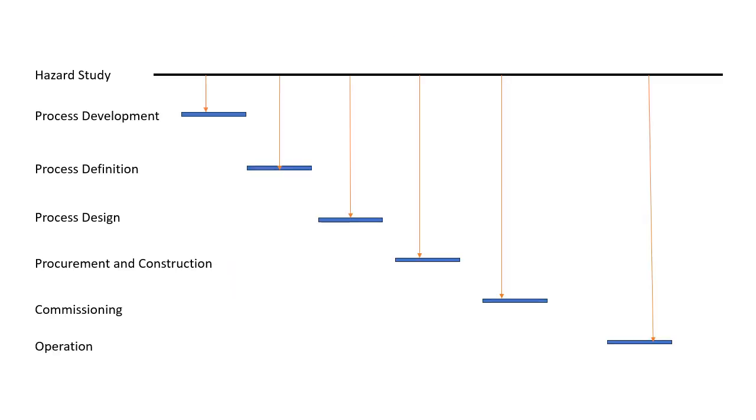Now, the hazard study happens in multiple phases of the project. It may happen at the very beginning when there is process development. Then it may happen at the stage of process definition. Then it may also happen in the process design stage. Then HAZOP is done in the procurement and construction phase, then in commissioning, and then the operation phase. So these are the different phases where the hazard study can be done.